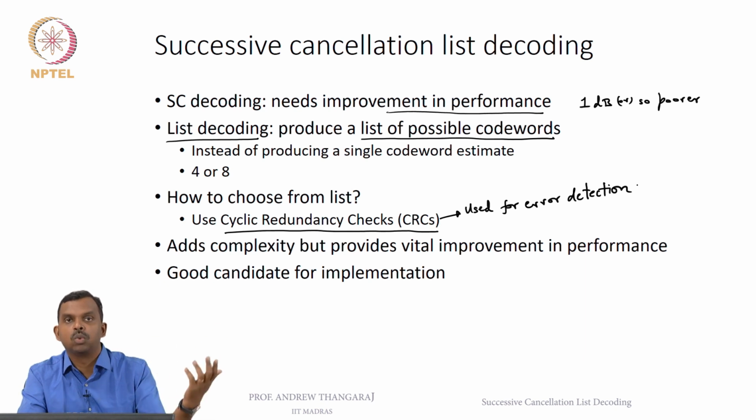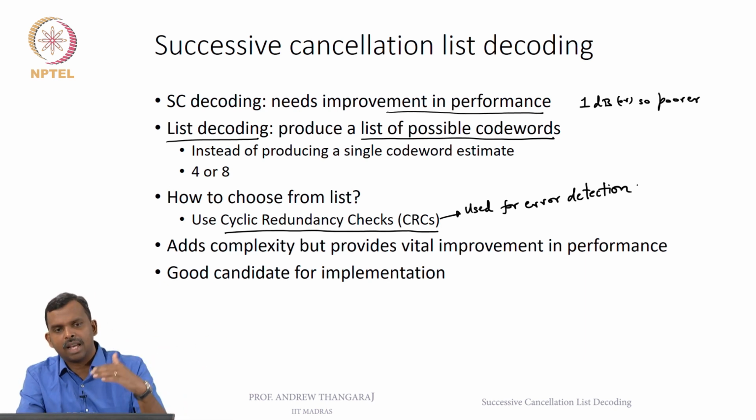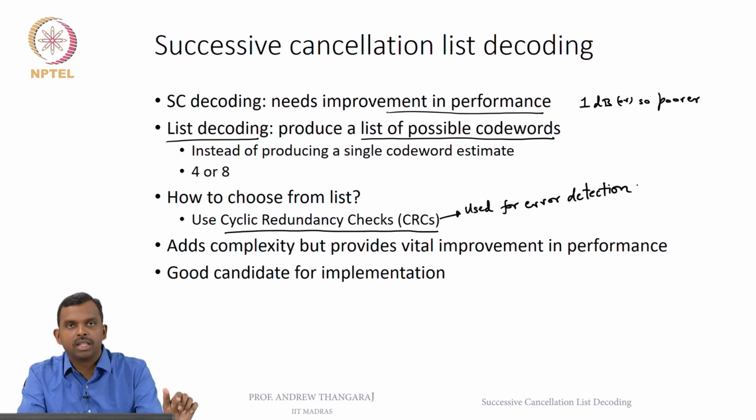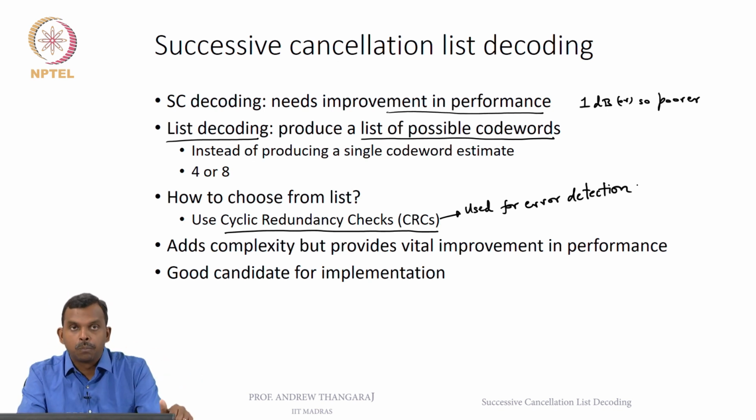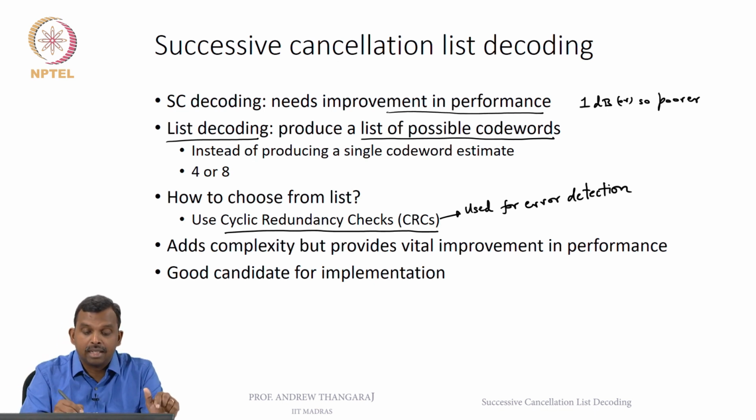So, all these ARQs and other schemes at the higher layers, when I say higher, above the physical layer, so maybe even at the TCP layer. So, whatever higher layer you can think of, in that layer the CRCs are used. So, when you do list decoding, you use the CRC in the physical layer.